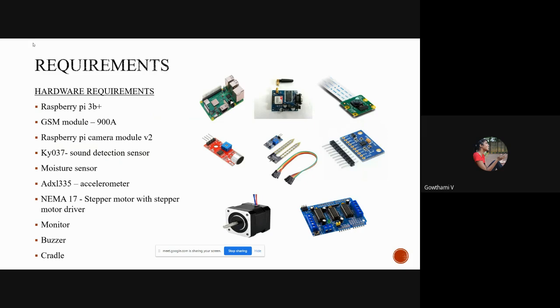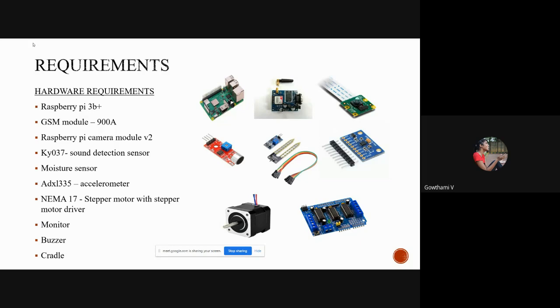Requirements are Raspberry Pi 3B Plus, which is an embedded computer to which all the other components are connected, can be powered by micro USB cable or with the help of 9-volt battery. Programming language used on Raspberry Pi is Python. GSM SIM 900A is used to enable communication between the microcontroller and the GSM network.